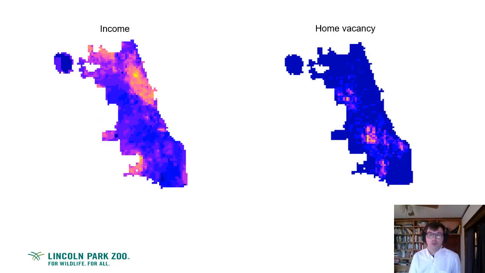In addition to these two urban intensity metrics, we incorporated two social gradients throughout Chicago, and that includes per capita income throughout the city, as well as home vacancies throughout the city during that same exact time period, so between 2011 and 2013.